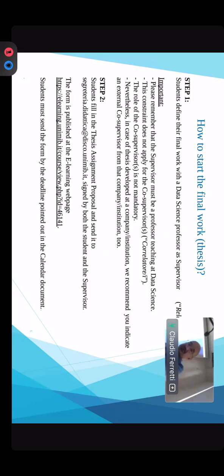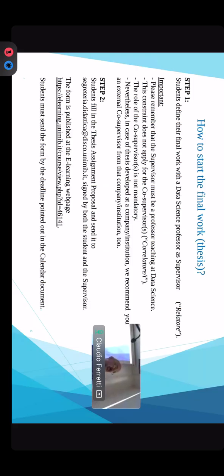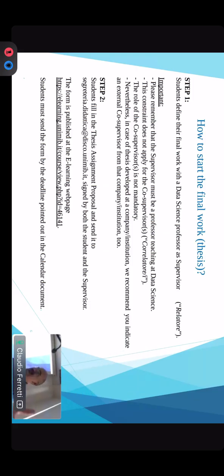Typical procedures for the thesis. You find the professor, the supervisor, or relatore. This is looked for together with the topic, of course, because you do not choose separately the topic and the supervisor. They go both together. So you go around and ask the professors you think are working on topics you like, and they will suggest the topic to develop in a thesis. Then there could be another professor, the co-supervisor or correlatore, but it's not mandatory.